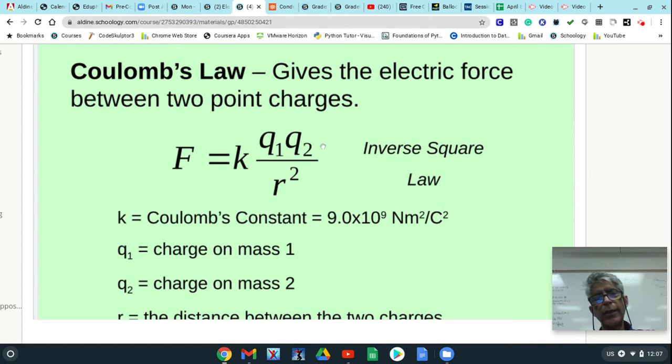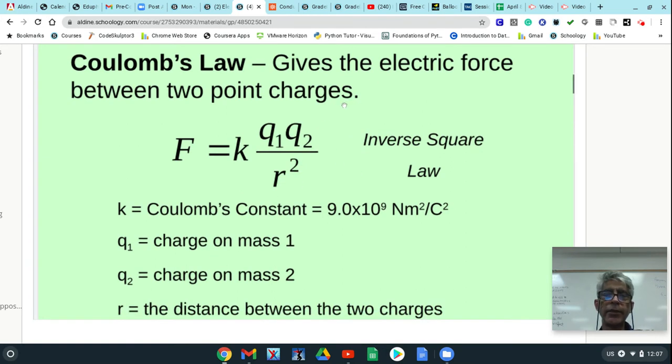Doesn't this look a lot like the force of gravity between two objects, two planets, or whatever we had? F equals G m1 m2 over r squared, where r was the distance between their centers. And so here again, r is the distance between their centers. Q1 is the charge of the first object. Q2 is the charge of the second object. K here is a constant. It's 9 times 10 to the 9. It's a constant, so it's never going to change. It's the same everywhere, so just hold on to that number.